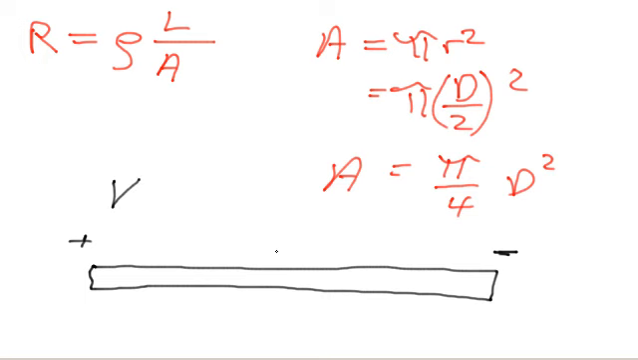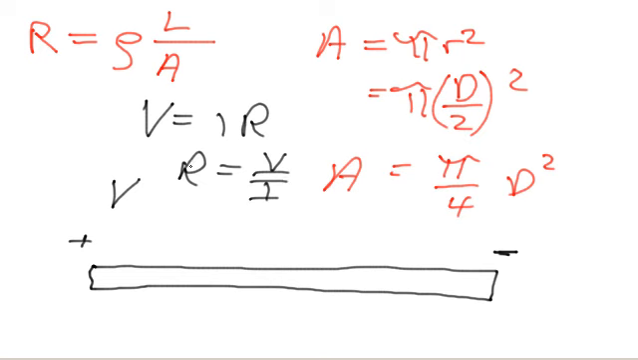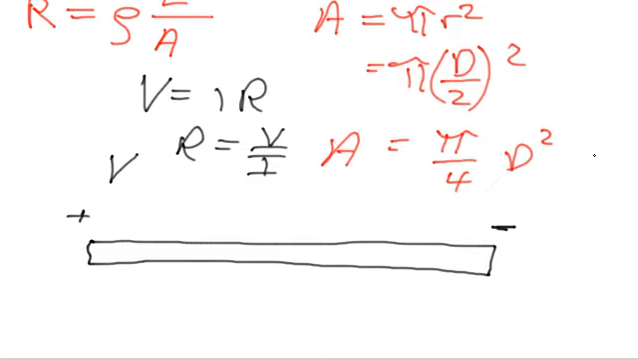And V is equal to IR, R is V over I. And what we're saying is if the resistance is bigger, that means we're going to have a smaller current for the same V. And the question is, why might we have a smaller current for the same V? And I want to look at the electric field to see if that could have anything to do with it.